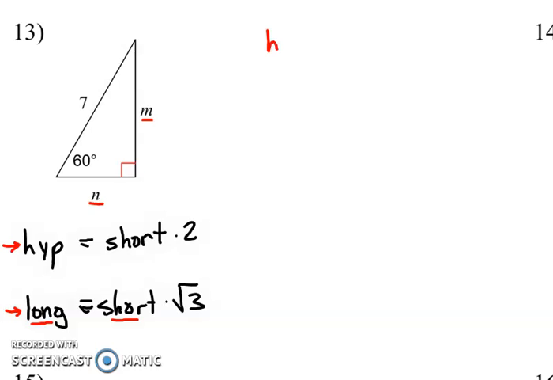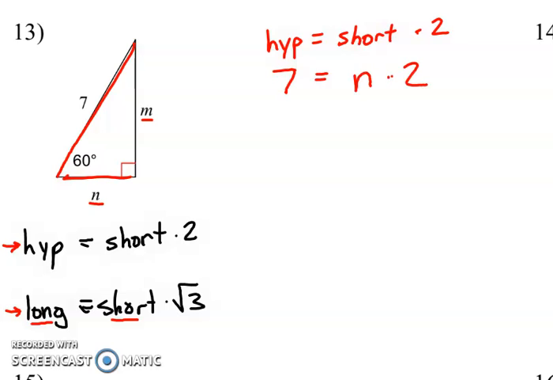I'm going to rewrite it over here so we have some room. The hypotenuse is going to be the short side times 2. The reason I'm going to start with that is because I know what the hypotenuse is. So when I plug in 7 for my hypotenuse here, I'm only going to have one variable, the short side, which in this case is n, and I'm going to multiply that by 2. That'll allow me to solve for that short side of n.